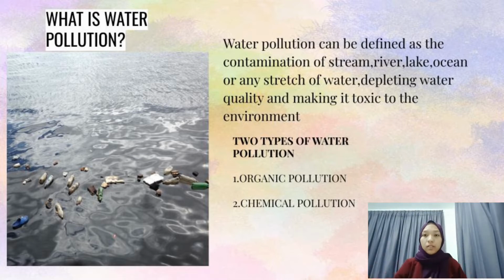What is water pollution? Water pollution can be defined as the contamination of a stream, river, ocean, lake, or any stretch of water, depleting water quality and making it toxic for the environment and humans. There are two types of water pollution. The first one is organic pollution and the second one is chemical pollution.